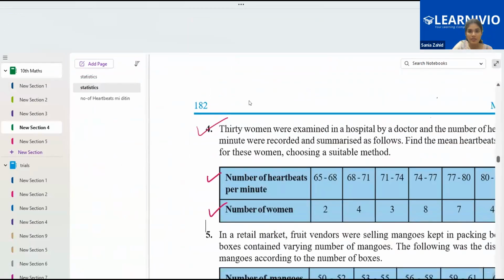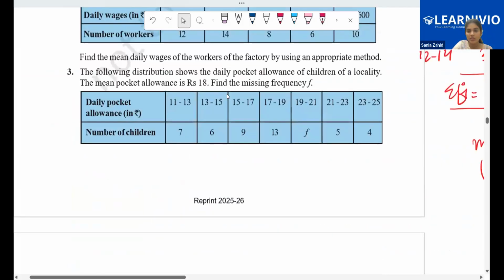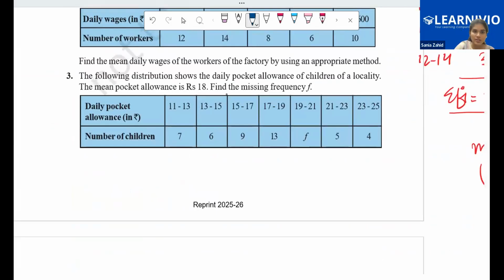Now you have this question with you. Question number 3. This is an important question. This question says, the following distribution shows the daily pocket allowance of children of a locality. The mean pocket allowance is 18. So mean is given to you, and the x value and f value are given to you, but one of the frequencies is missing. So you have to calculate this missing frequency. How will you be able to do this?